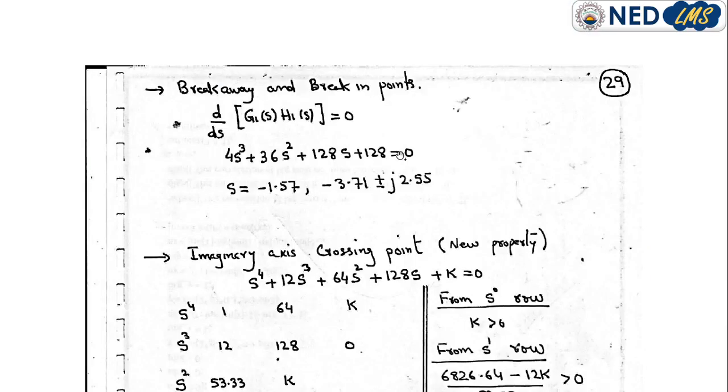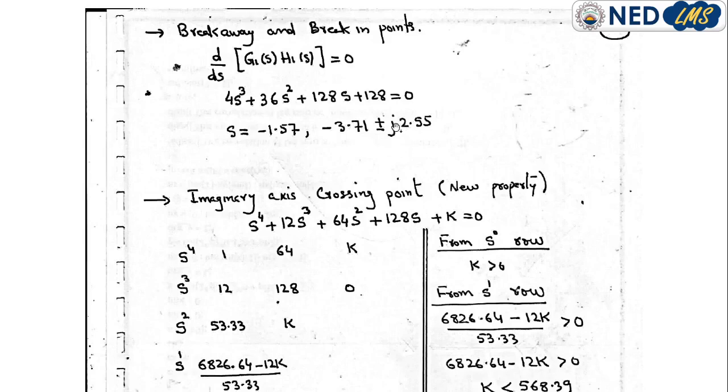If we want to confirm whether or not these two points are system roots, we have to apply this S value in the characteristic equation. If a real value comes, it means these are system roots. If a complex value comes, it means these are not system roots, so we have to discard these two solutions.